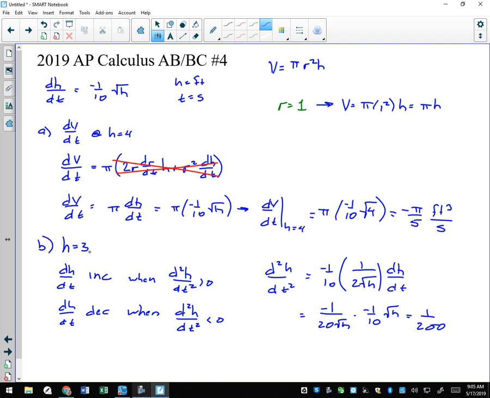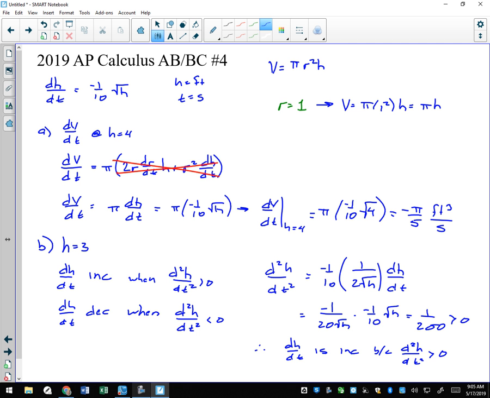There was nowhere to plug in h equals 3. I got a positive value, therefore dH/dt is increasing because the second derivative is positive. Always. There was nowhere to plug in the 3, which makes me wonder if I did this correctly, so I'm going to double check this.